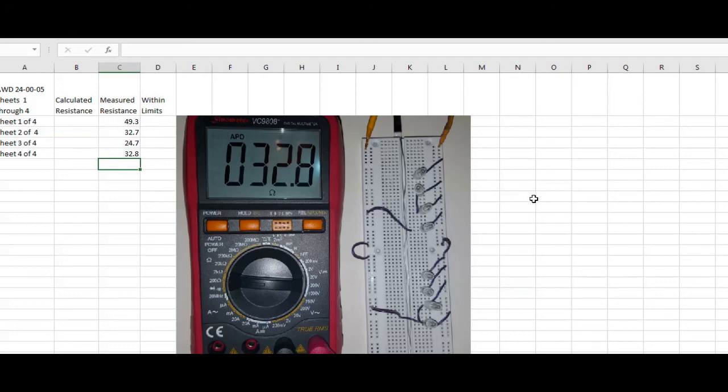Okay, hope that helps you. The first assignment was simply reading resistance.